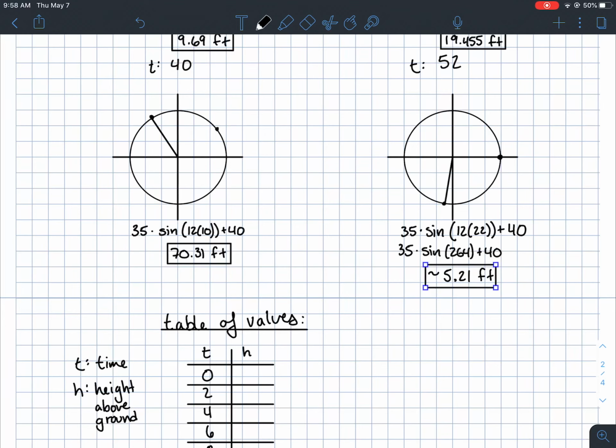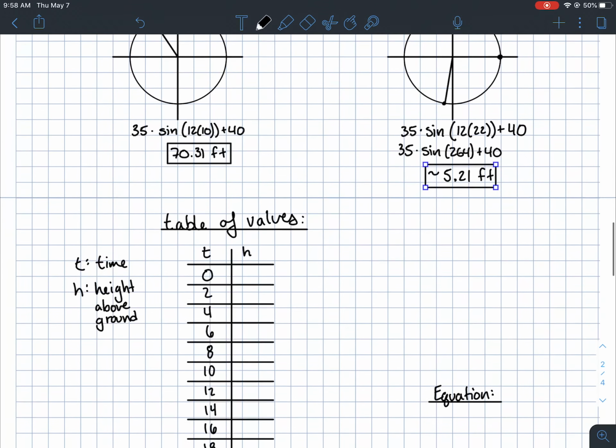Which makes sense because we are really close to the bottom. And the most bottom that we can get to is 5 feet, which is just our midline minus the radius. So we're really close to the bottom, and that makes sense because we're 22 seconds past, and the bottom would be that like 22.5.